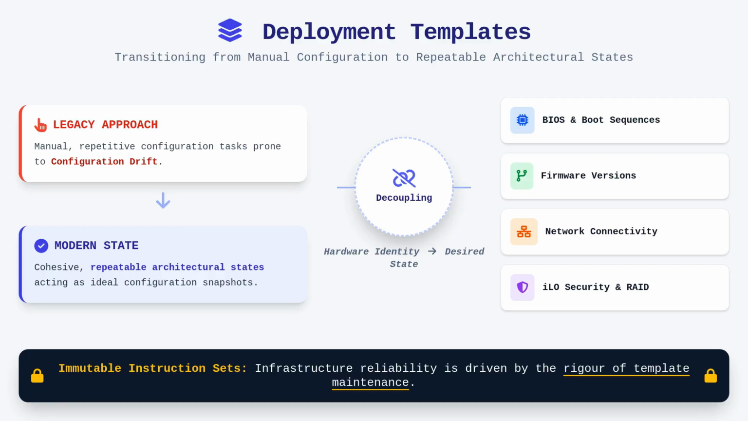Every parameter you include in a template, whether it relates to RAID initialization or iLO security settings, is treated as an immutable instruction set during the instantiation process. Consequently, the reliability of your infrastructure is directly tied to the rigor with which you define and maintain these templates over time.